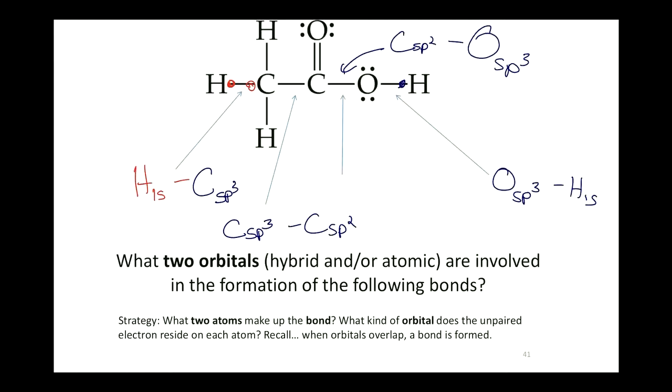Let me change this last question a tiny bit. What if I changed that hydrogen to a fluorine? How would the answer change? It would still be oxygen's sp3 hybrid orbital, but where is the electron on fluorine? It's in its p orbital. Yeah, so it's fluorine, specifically its 2p orbital.